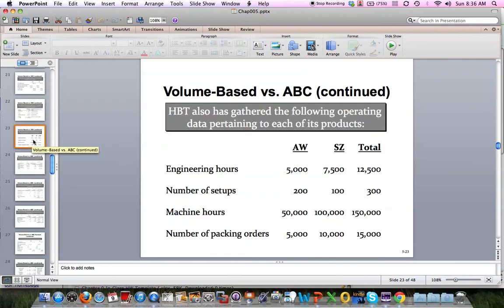Okay, so volume-based versus ABC. HBT has gathered the following operating data pertaining to each of its products: the engineering hours for each product, the number of setups for each product, the machine hours for each product, and the number of packing orders for each product. Remember that AW is the fancier model that requires more parts and more engineering hours per unit, but it's not sold at the same volume as SZ is. So those are your key differences between the two. Don't forget about those.